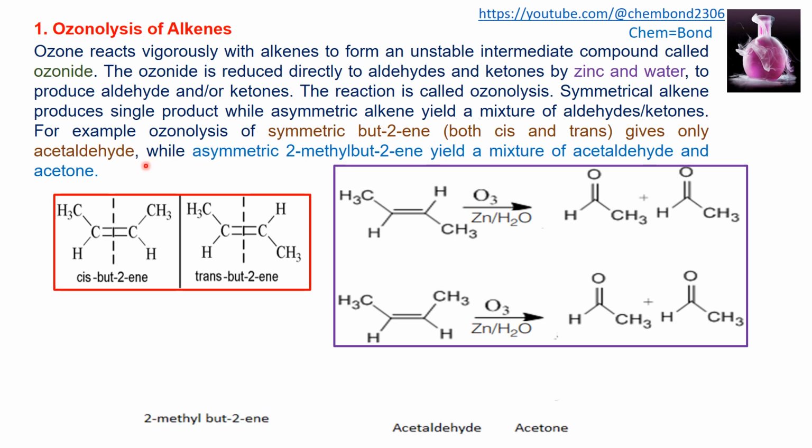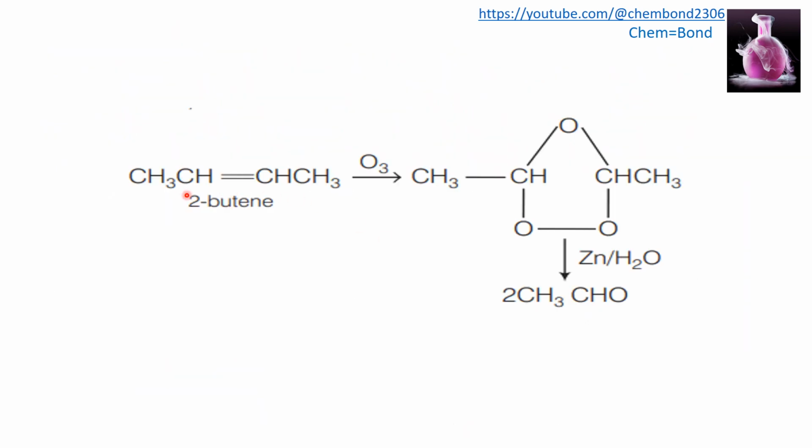So in case of unsymmetrical, when ozone reacts with it, it will produce 1 mole of aldehyde and 1 mole of ketone. Both the aldehyde and ketone are produced in the mixture, while in case of cis and trans symmetrical compounds, it will produce aldehyde. The mechanism is given over here.